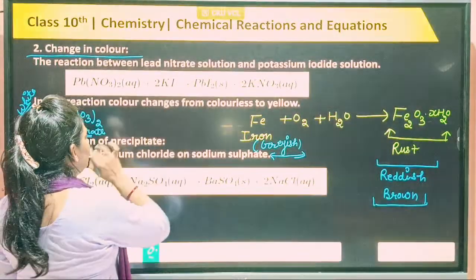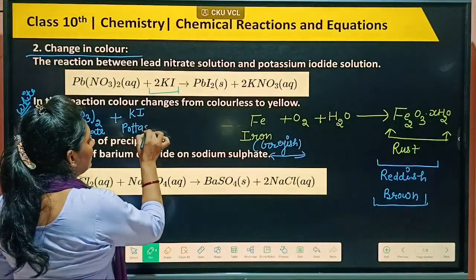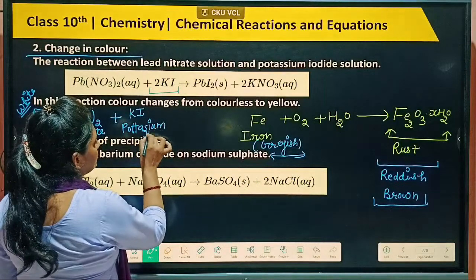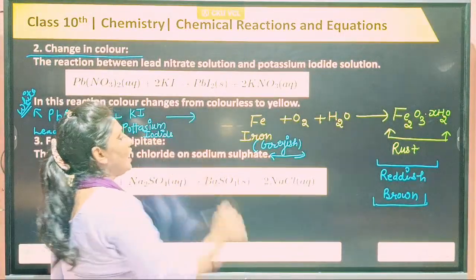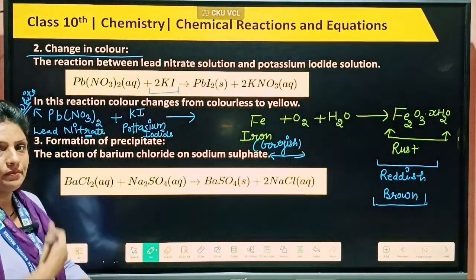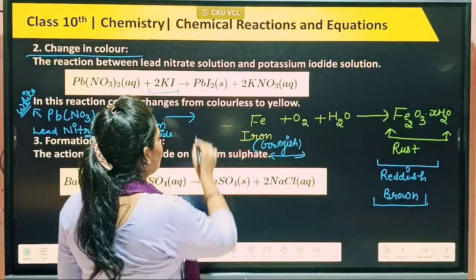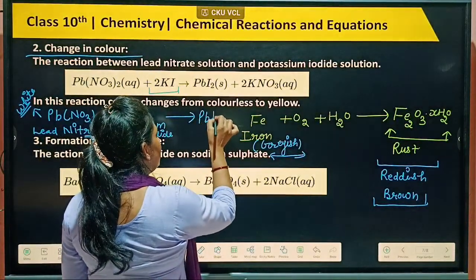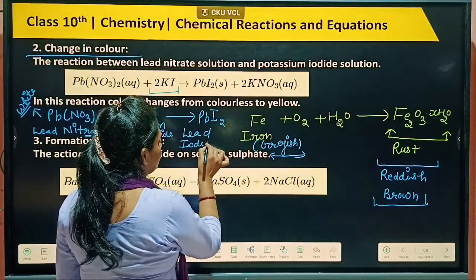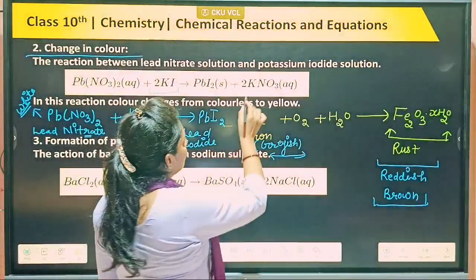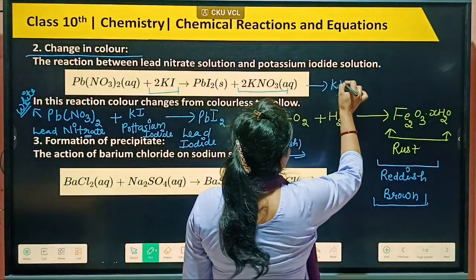If we have KI, here KI is potassium iodide. Okay, then students, after reacting and after some chemical changes, they give us PbI2, lead iodide, plus KNO3, potassium nitrate.